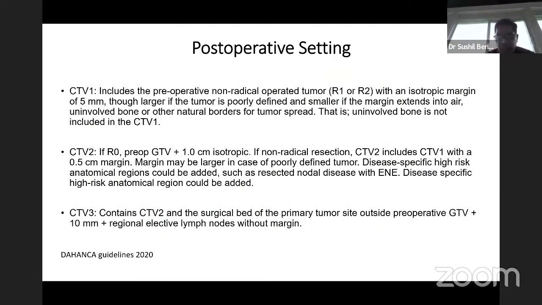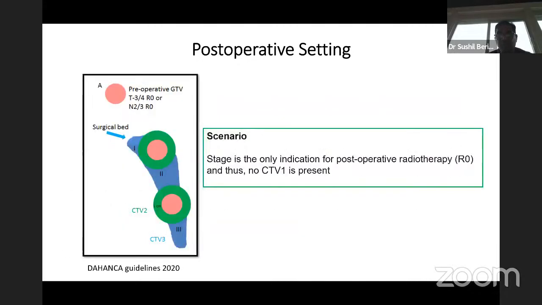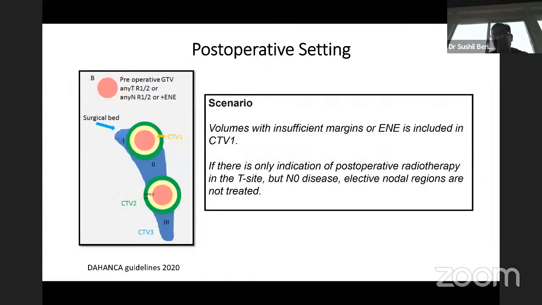As I said, when you do the post-operative setting, the volumes tend to be a bit more generous. And if you're not sure about it, you include a larger volume in your CTVs. Like this is an indication where it's R0 resection, so you have a well-defined area to treat. But if you have R1 or R2 resection, then you again need to follow the same principle of defining your GTV, CTV, and PTVs.